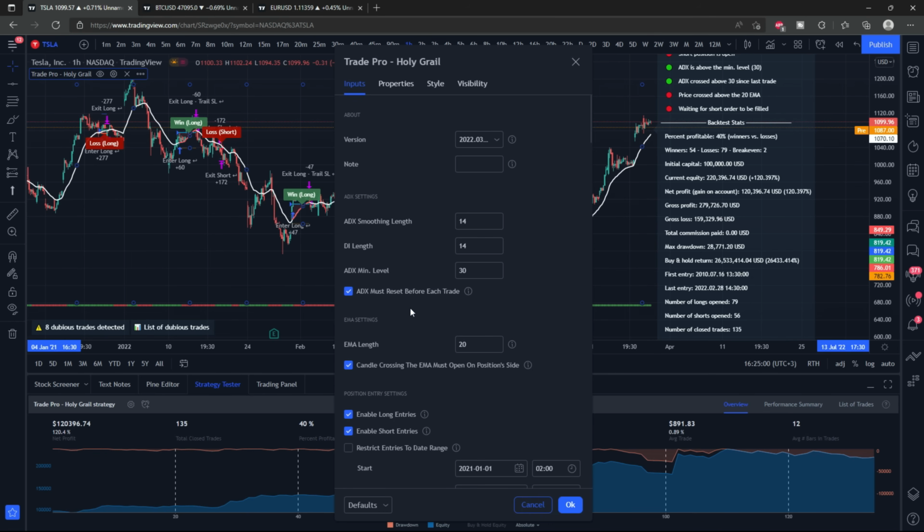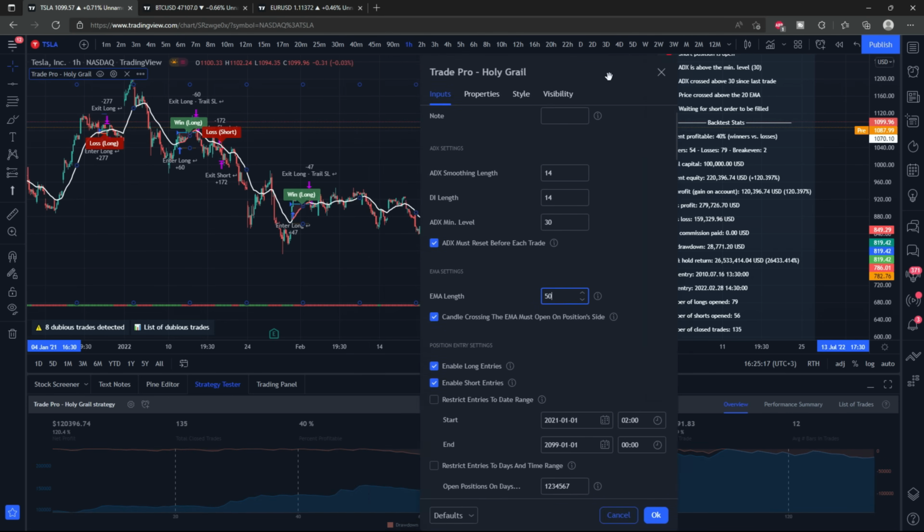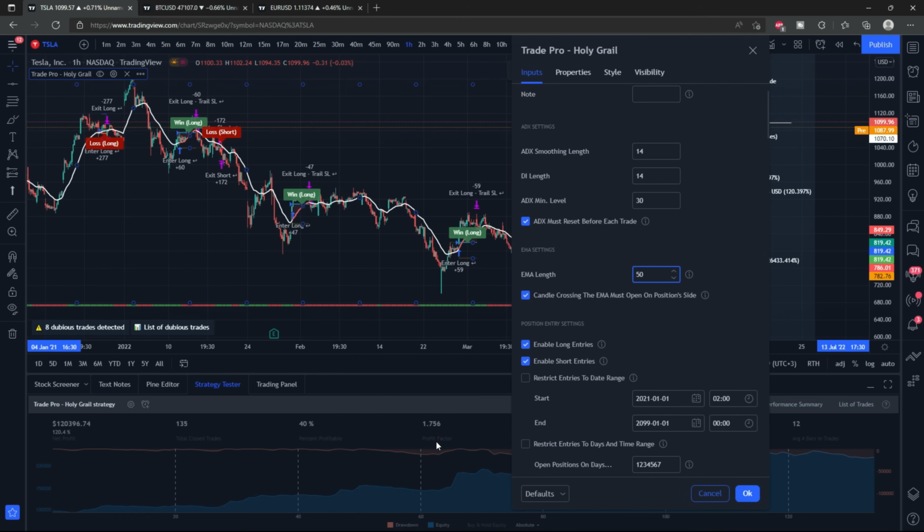Now for the next one, we have the EMA settings. So you can configure the EMA length, and this is the EMA that the price needs to pull back to and wick through to get a potential entry. And if we just change it to 50 for fun here, we'll see how the results change with the script. So we'll see profit factor, percent profitable, closed trades, and net profit, see how they do.